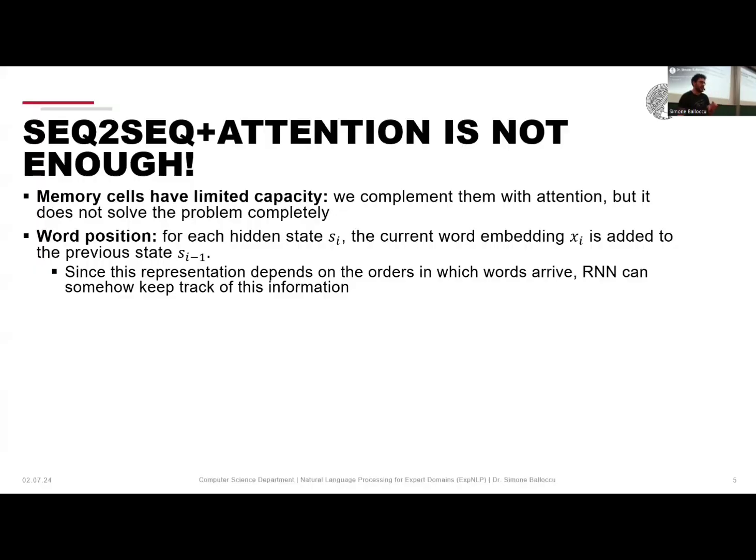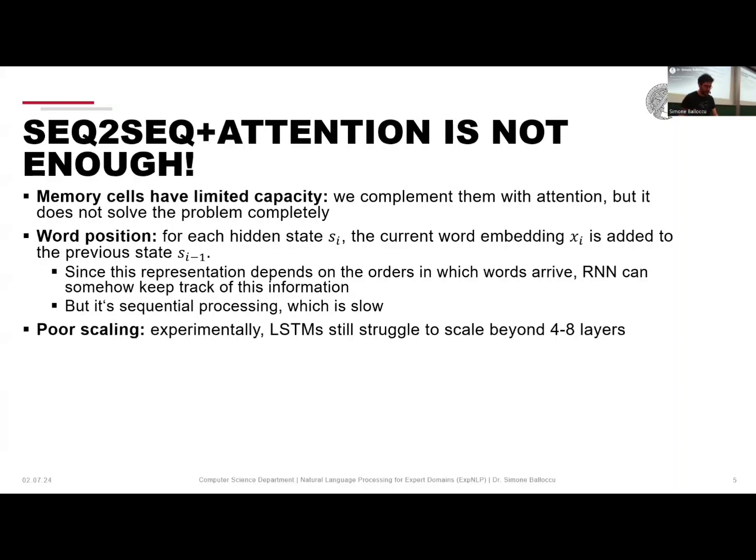And in fact, if you give an RNN the same words but in different order, you will obtain probably different intermediate and final states. That makes sense. But it's sequential processing. If I have 3 million words, I need to do 3 million sequential steps to see what the state is at word 3 million, whatever. So it's slow, it's not great. Also, experimentally, even if you go to the best LSTM with attention, bidirectional, whatever, these still struggle to go beyond 4 or 8 layers. Keep in mind, layers, not steps.